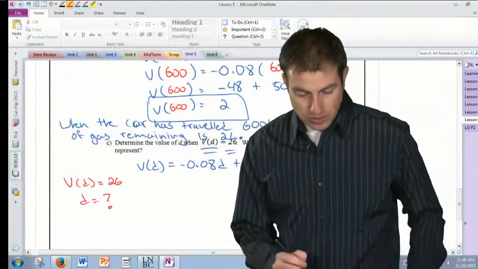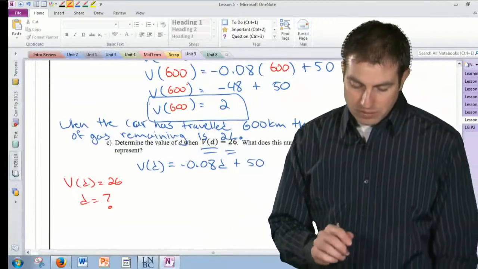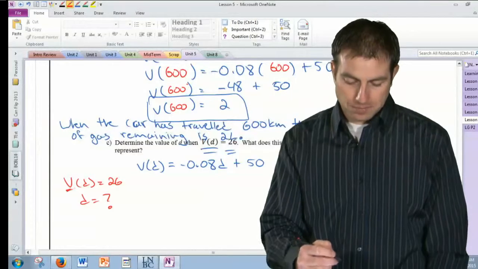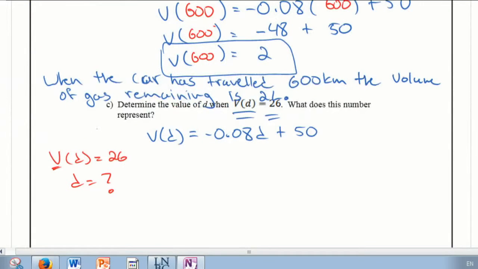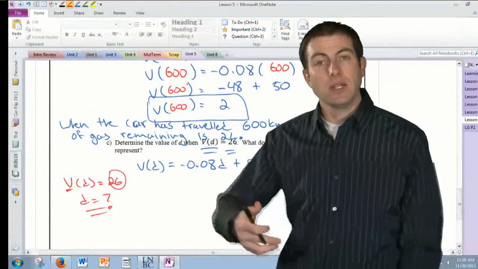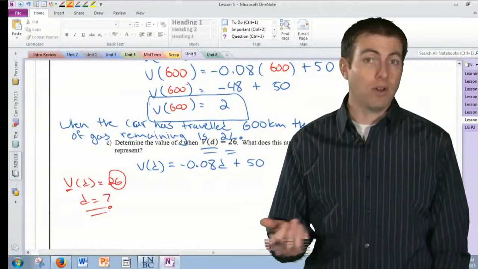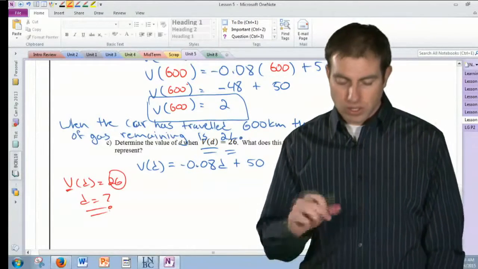All right, so what does this mean? V of D equals 26. Well, the V is the volume of gas. So what this question is really saying is, the volume of gas left in your tank is 26 liters. How far have you driven? So instead of saying, okay, we drove 600 kilometers and we have 2 liters left, we're saying, okay, you have 26 liters left. How far have you driven? So we're going to go backwards.